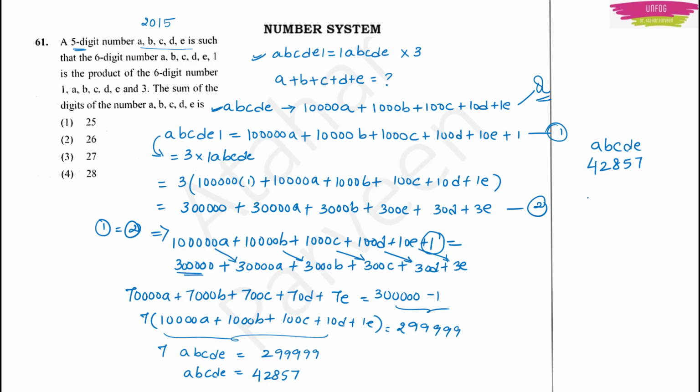Now they are asking us to find the sum of these digits, right? So the sum of the digits will be 4 plus 2 plus 8 plus 5 plus 7. This will be equal to 26. So option 2 will be the right answer.